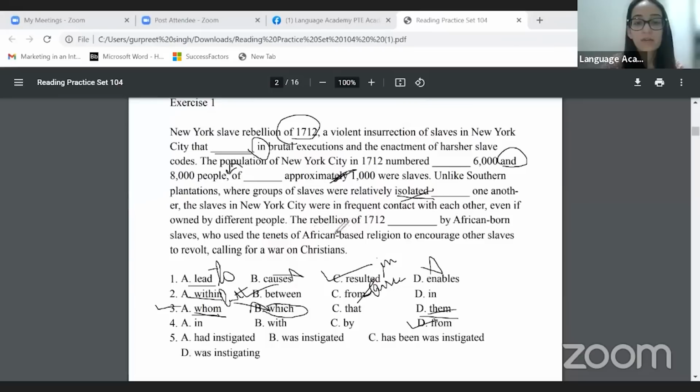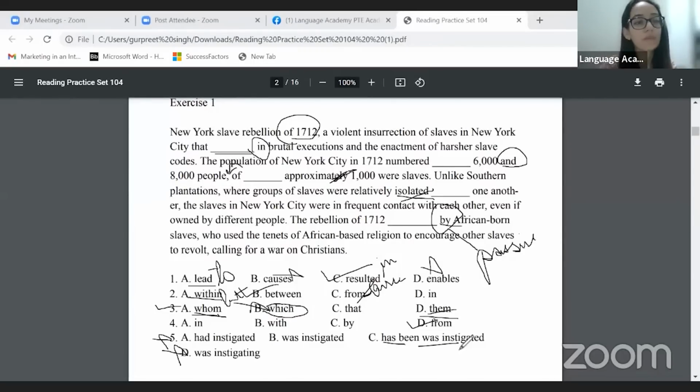Then they say the rebellion of 1712 by African-born slaves. So by always tells us that it is a passive statement. Those who have done the videos will know the concept of by in active and passive. So by statements are always passive statements. And when we look at the options, something with had is active and ing is always active. So we cannot go with A and D. C is wrong English. Has been, was, instigated is not English. You cannot put has and was together with the verb.